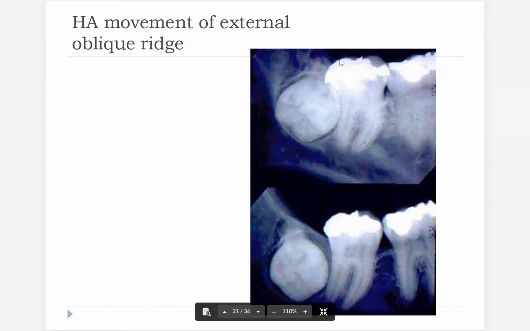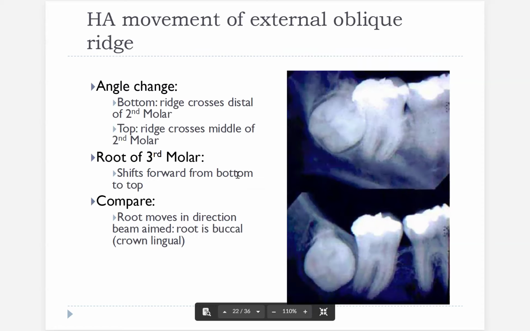Now that's just an angle movement, but what came with it was the root of this tooth. So because that root moved with the external oblique ridge, we know that these roots are facing more buccally and that the actual crown is facing more lingual. So this is just describing it. Bottom, the ridge crosses the distal of the second molar. The top, the ridge crosses the middle of the second molar. Root of the third molar shift forward from bottom to top. That means the roots move in the direction of the beam. So we know that the roots are more buccal and the crown is more lingual.